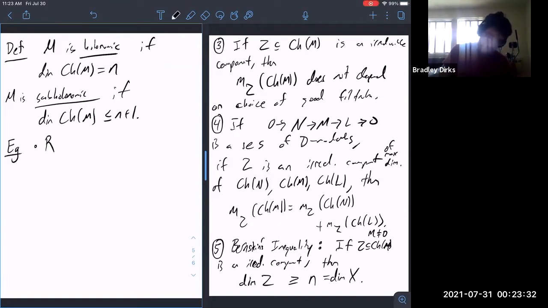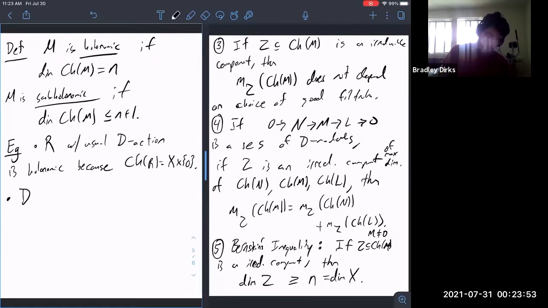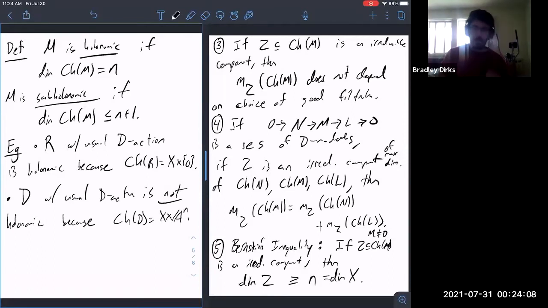So this ring R with the usual D action is holonomic because its characteristic variety is just X cross 0. But then the ring D itself with the usual D action is not holonomic, because its characteristic variety is this whole X cross A to the N. It's sort of the furthest thing from it.